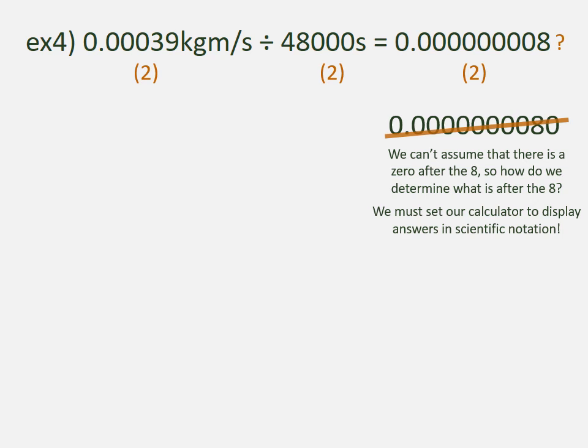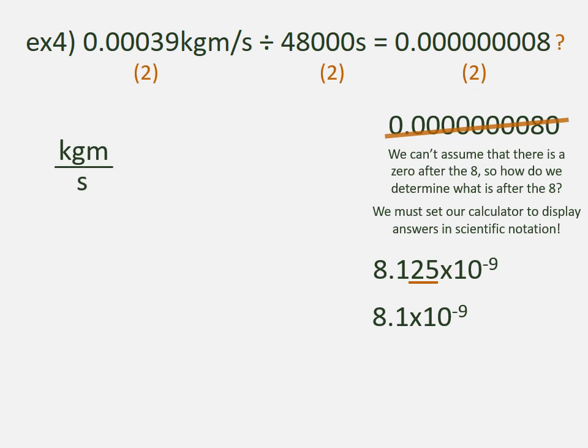We must set our calculator to display answers in scientific notation. When I do that, I get 8.125 times 10 to the negative 9. I only want two significant figures, so I'll keep the 8.1 and the 2.5 will get rounded off, so I get 8.1 times 10 to the negative 9.